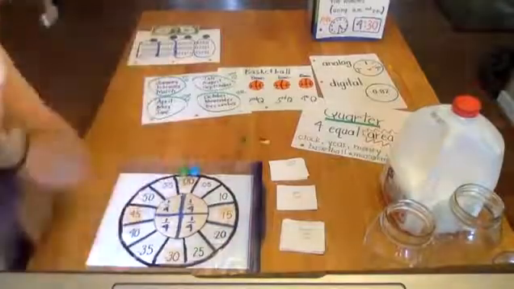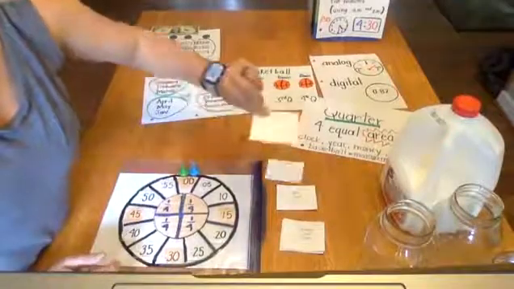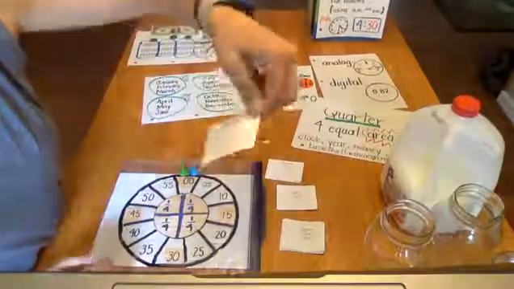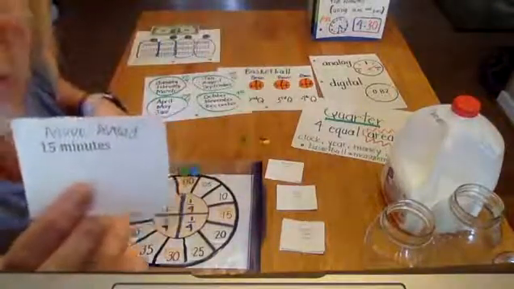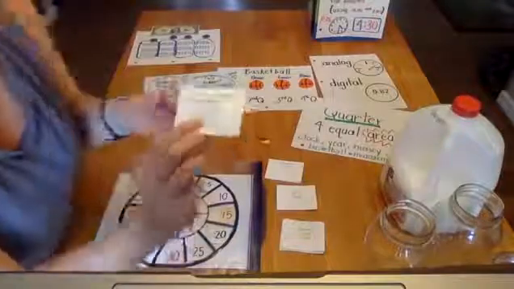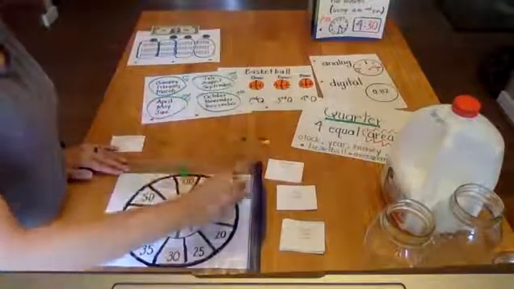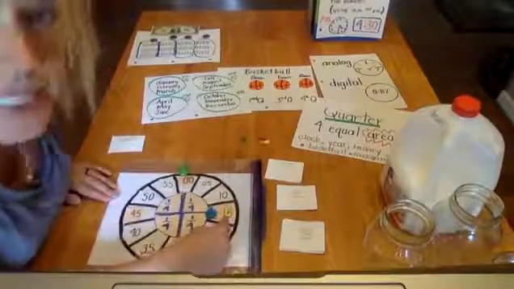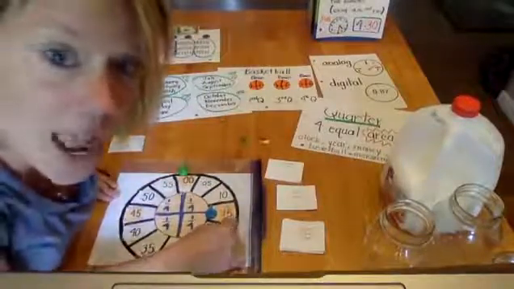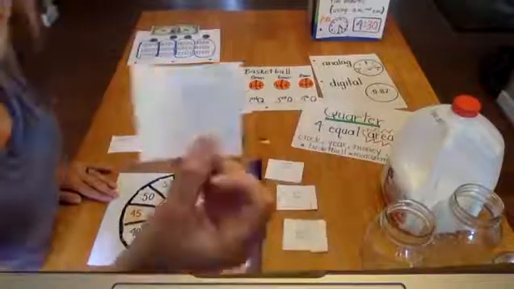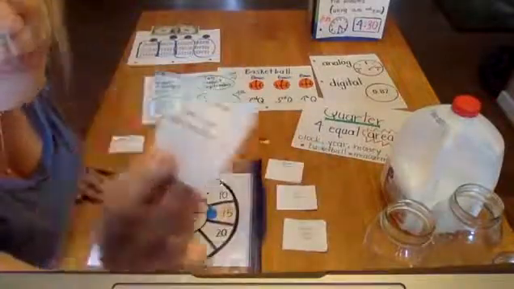Okay, so here we go. So we start with a minute card. You pick up a minute card, and it says to move ahead 15 minutes. Okay, so that's me. I'm going to go 5, 10, 15. Well, guess what I landed on? A quarter hour, so I get a quarter hour card. Let's see what it says.